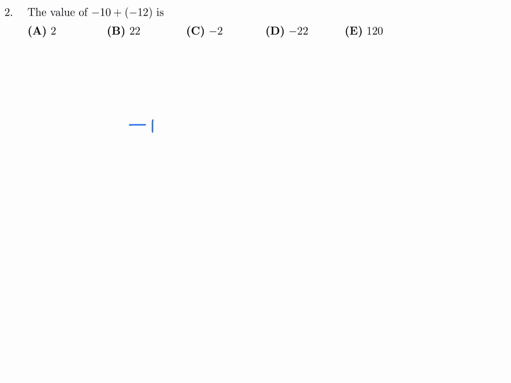The value of negative 10 plus negative 12 is the same as negative 10 minus 12, and that is negative 22. So number 2, the answer is D.